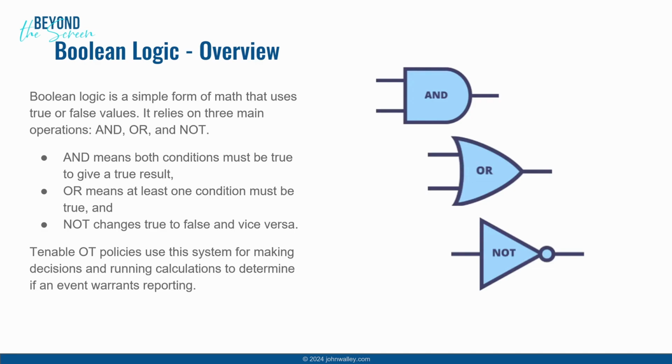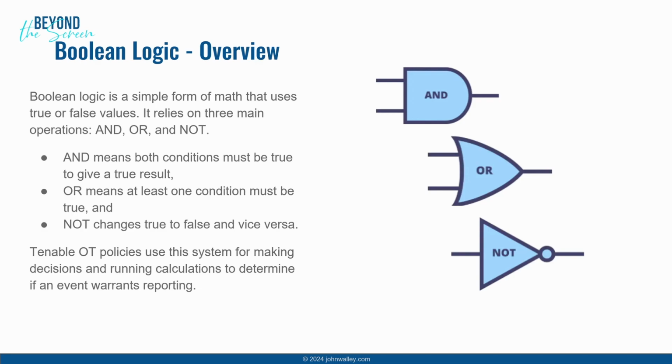Now there's three primary operators or operations that are done under Boolean logic. That's and, or, and not. Now there's more than that. There's several more. We're not going to be covering them in this video because the tool doesn't really use those. If you're interested, you can go out there and research on it. But for the tool, for what Tenable OT does, it uses these operators and, or, and not.